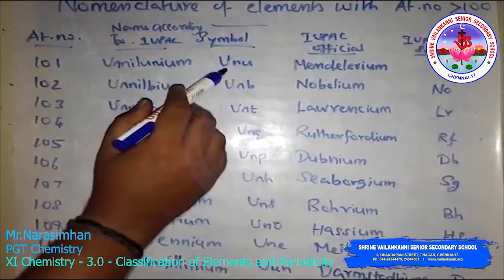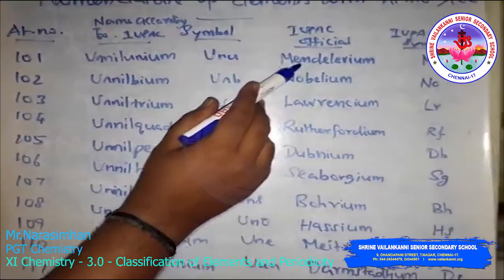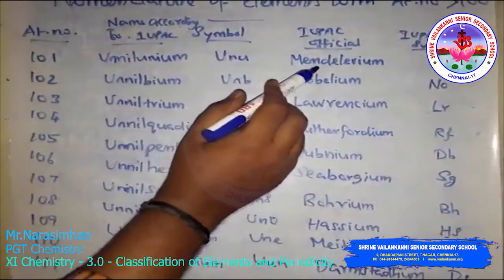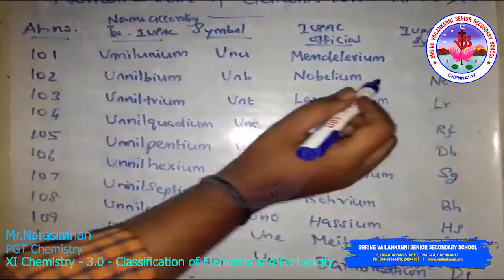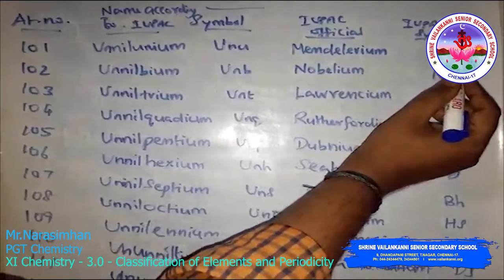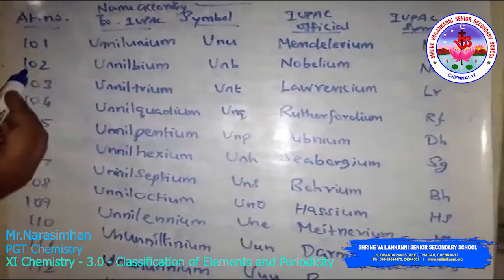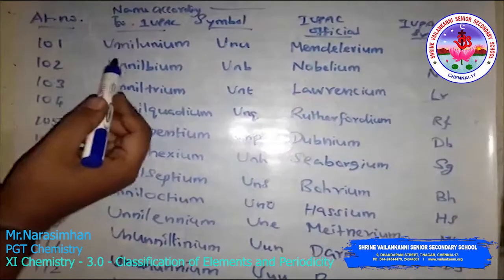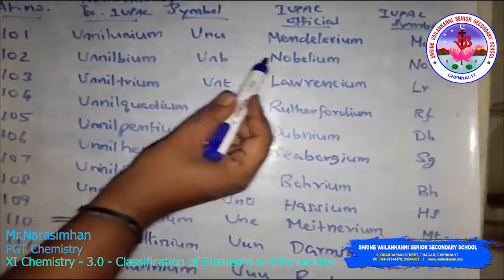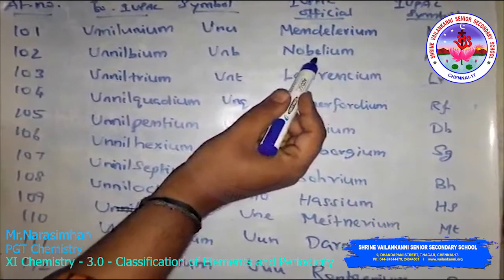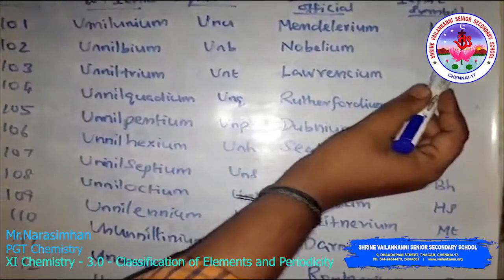that is the symbol is Unu. Then the official IUPAC name is Mendelevium, the symbol is Md. Then the atomic number 102, Unnilbium, the symbol is Unb. The IUPAC official name is Nobelium, and the symbol is No.